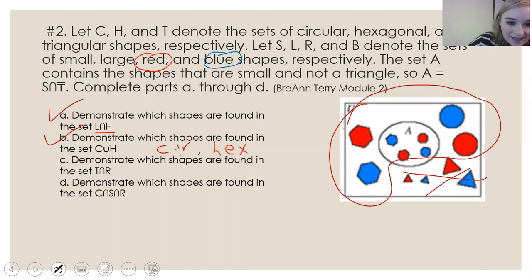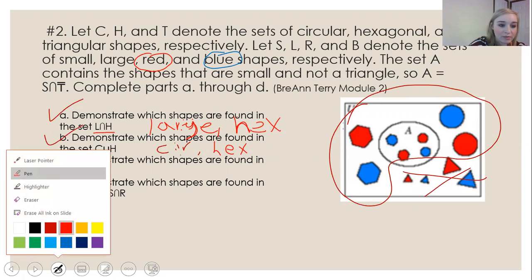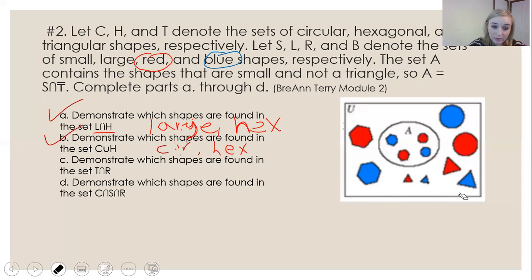Sorry for the sloppiness. And like I said, A is large, hexagonal. So now we can be done with that one because we've already determined that for B, the shapes have to be circles or hexagonal. Now, it doesn't matter what color they are, and yet we're going to get to that. But again, this one's just saying for A, it can be large and hexagonal, it doesn't matter what color. For B, it can be circles and hexagons, and it doesn't matter the color either. So, moving on to C.